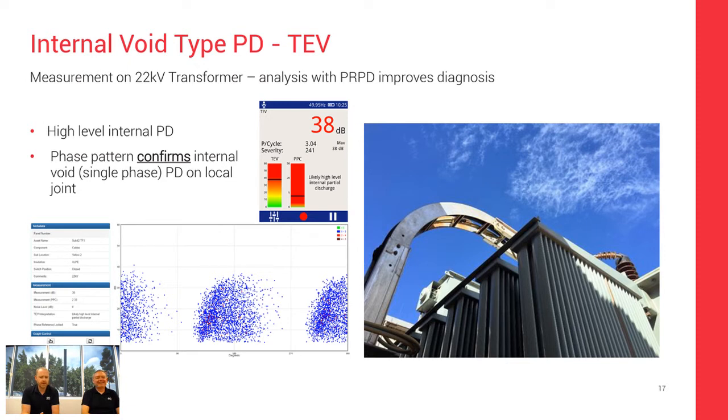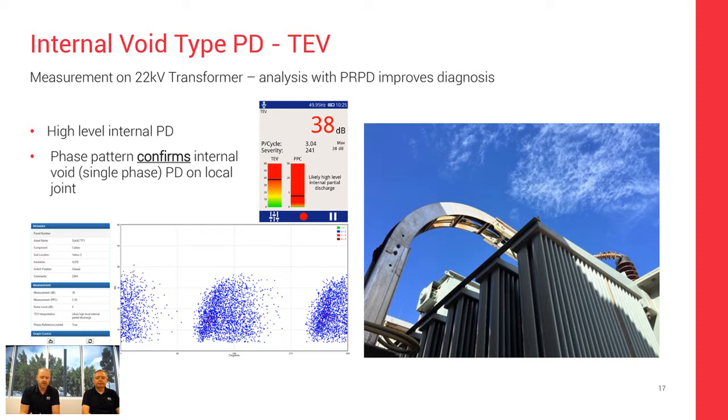So, another slide here on internal void PD. Here we have the outputs of the Ultra TEV +2. We get a decibel level, that's the 38 dB you can see written on your screen. We also get a pulse per cycle count, written on the screen as 3.04 pulses per cycle. That's counting how many times per sine wave that discharges are occurring.